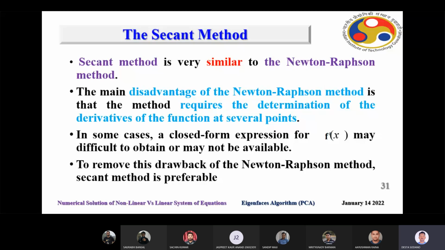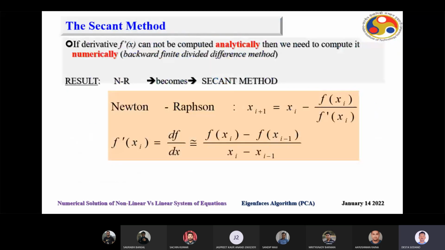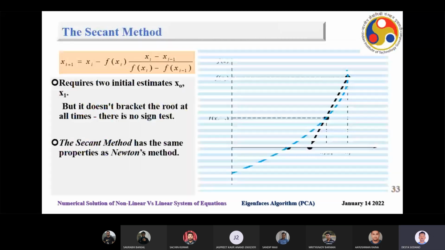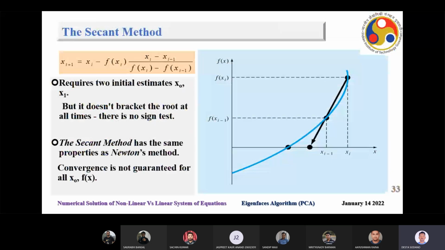So the procedure here is analytical and numerical, using the backward Newton difference method. First of all, the Newton-Raphson method is already given; it becomes the secant method. How? The derivative of the function is directly substituted using the Taylor series method, and we get the secant method. So applying this for the secant method, this is the result. This is the graphical character of the secant method.